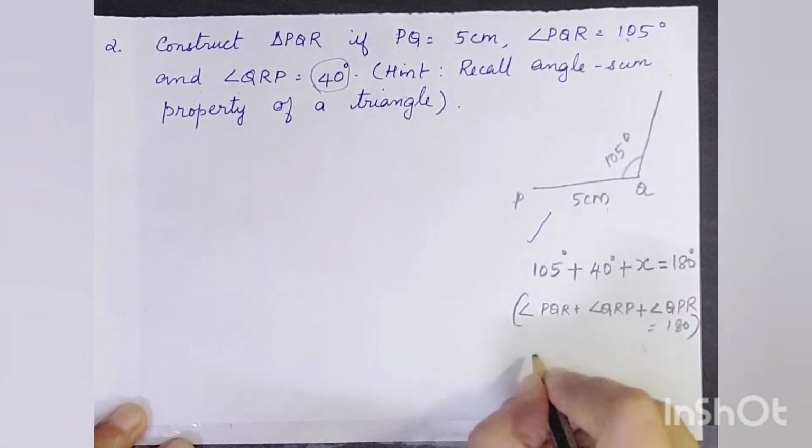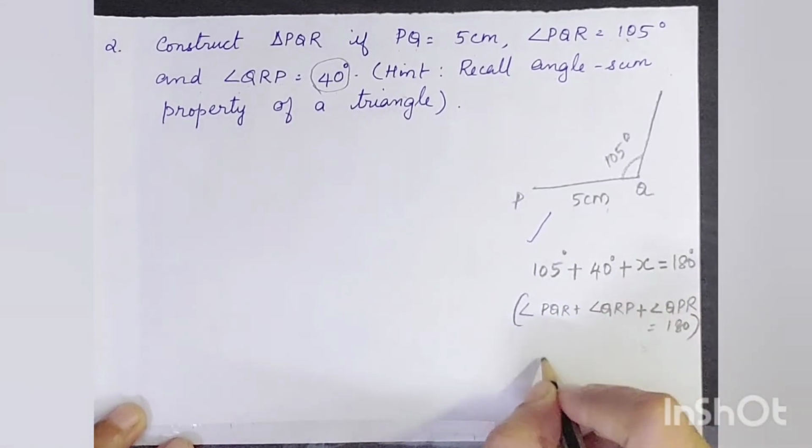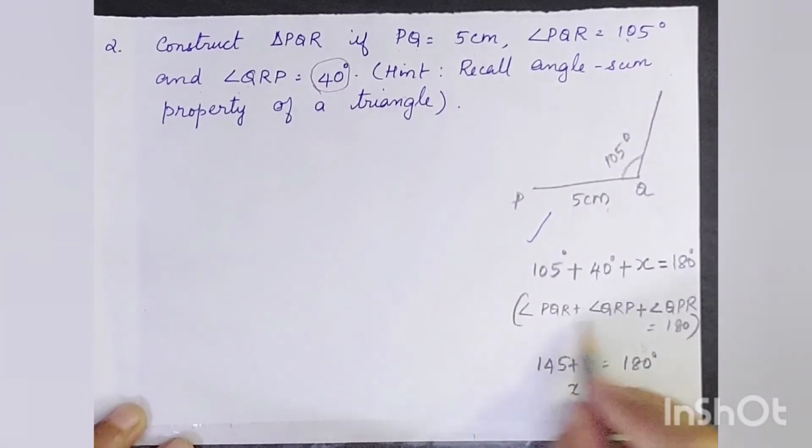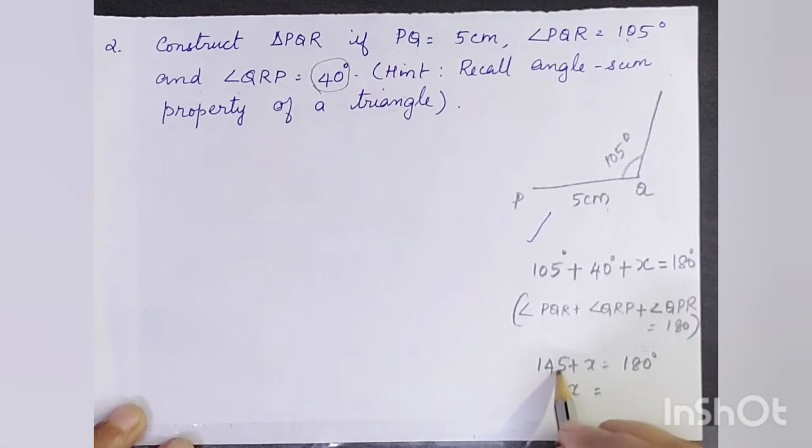So how do we find this X? 105 plus 40, 145, plus X is equivalent to 180. So X is equal to, we have to take this 145 to the other side. So what will it become? Here it is plus 145. If you take it to the other side, it will become minus. Okay. So 180 minus 145.